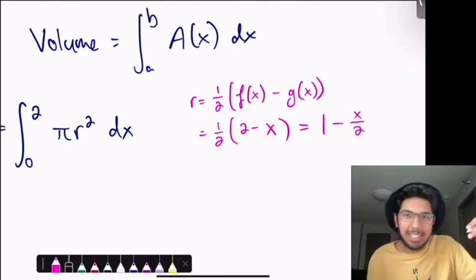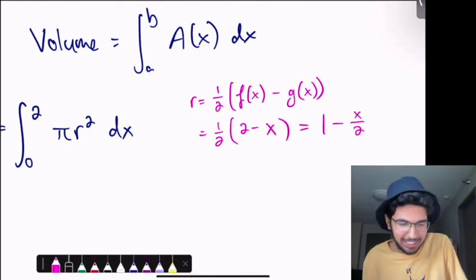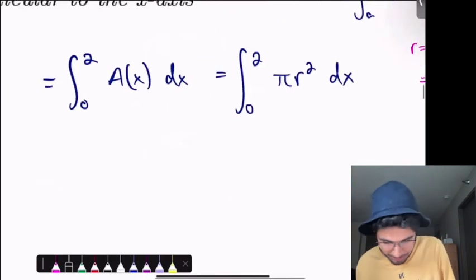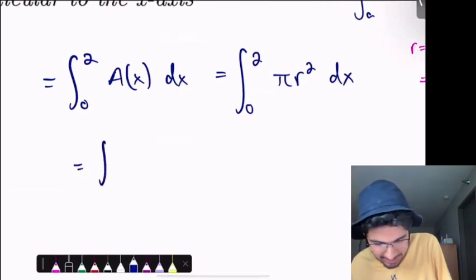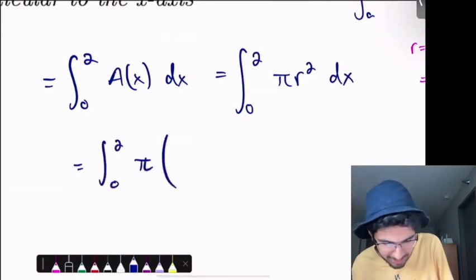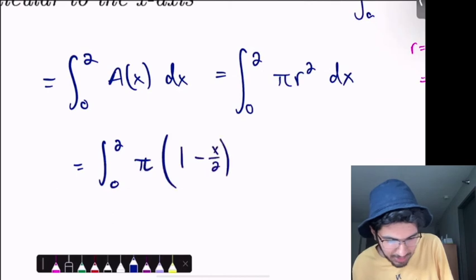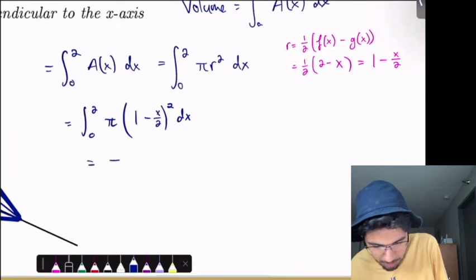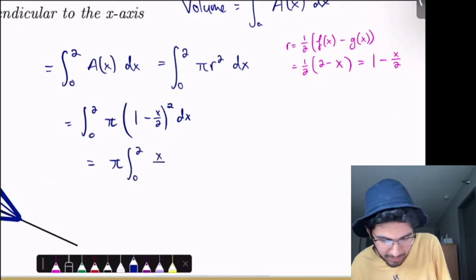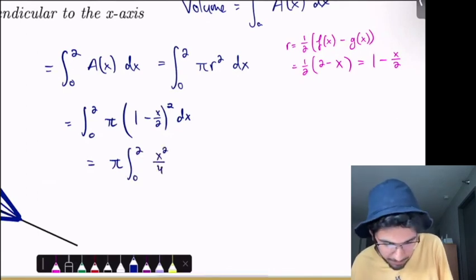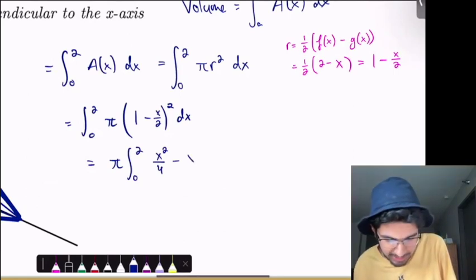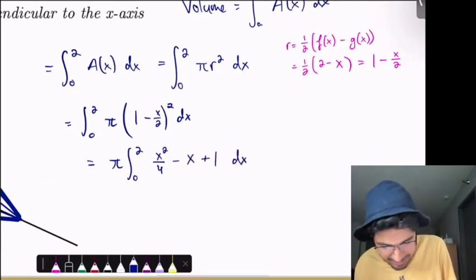That's our radius. Now we can substitute it back in, and we'll see that the x will be replaced with the r, and everything will be compatible. So this is going to be equal to the integral from 0 to 2 pi of the radius we just said, 1 minus x over 2, squared dx. And let's evaluate this. Do a couple steps at once. Bring out the pi and expand the inside. X squared over 4 minus 2 times x over 2 would just be an x, plus 1, dx.